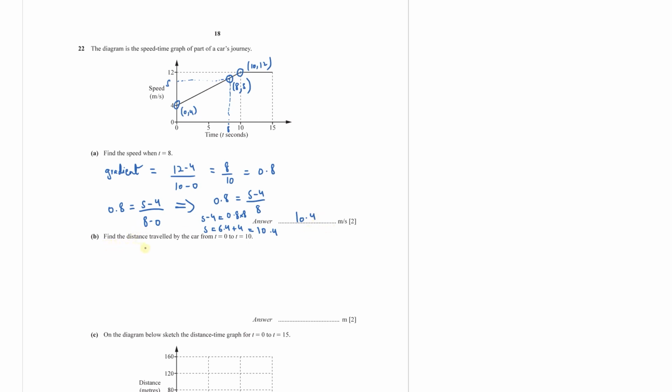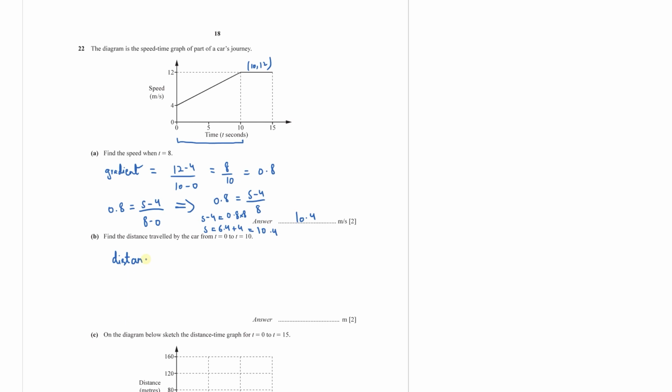Part B is find the distance traveled by the car from t equals to 0 till t equals to 10. So let me clean this out. So now you're looking to find the distance traveled by the car from t equals to 0 till t equals to 10. If you look at this shape, this is actually a trapezium. So we can find the area under the speed time graph to get the distance.